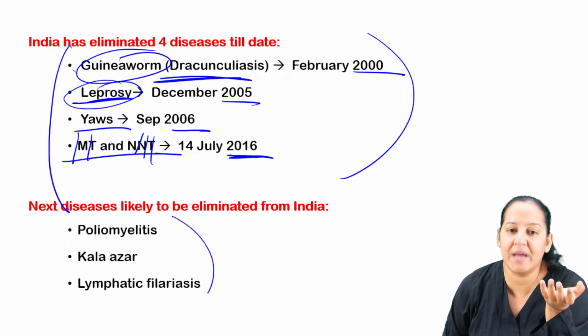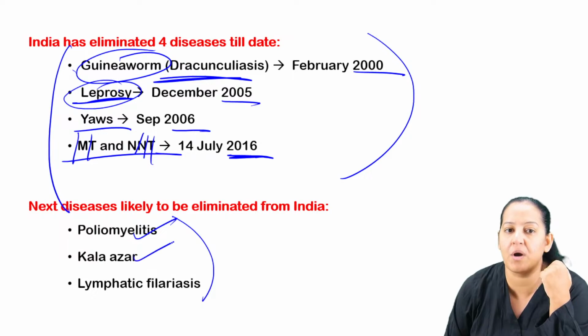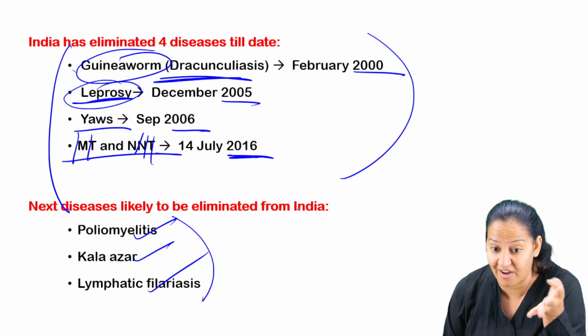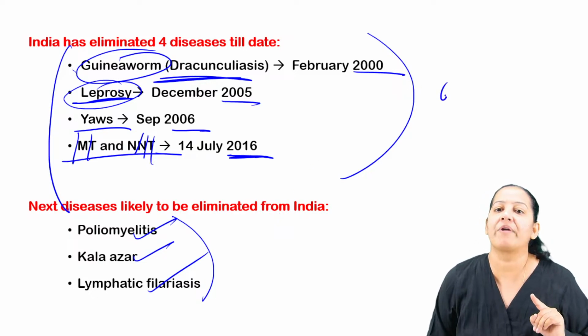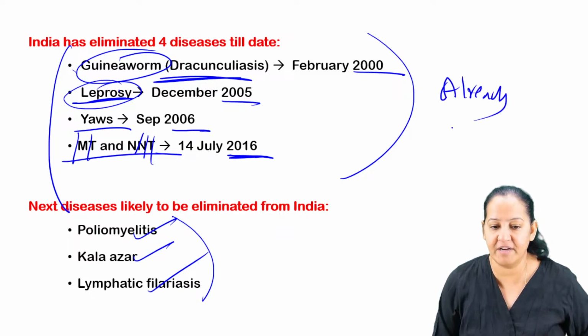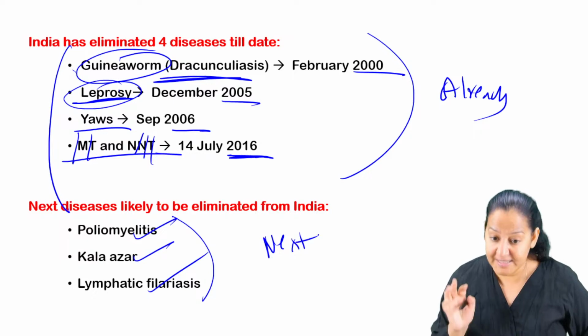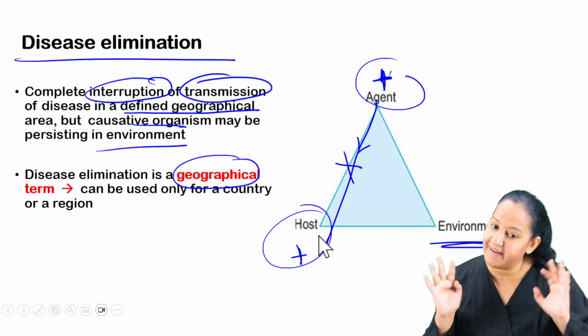The next diseases which we are targeting to eliminate in India are polio, kala azar, and lymphatic filariasis. These are the targets we have not yet eliminated. We are trying to do so, but those others are already eliminated. These are next to target. Okay, this is elimination, and it is used for a geographical area like a country.